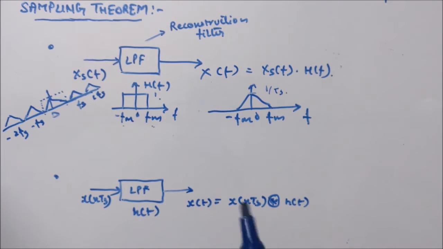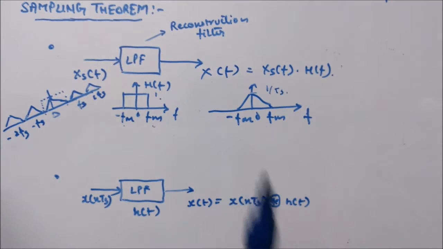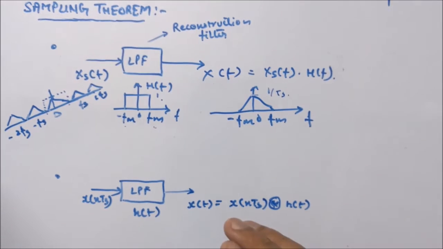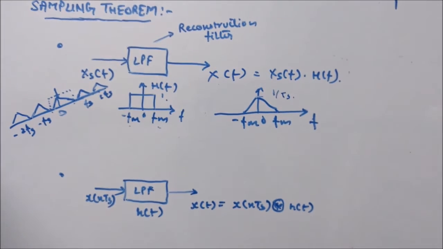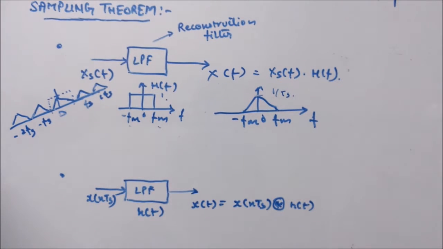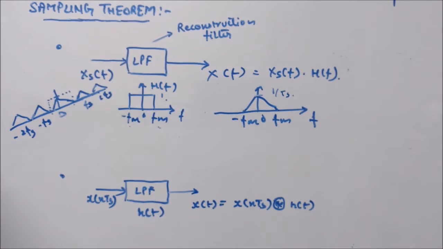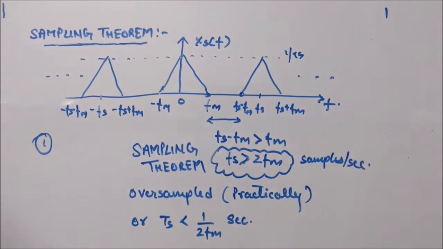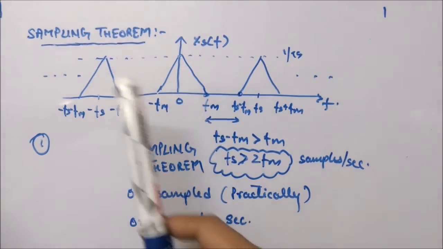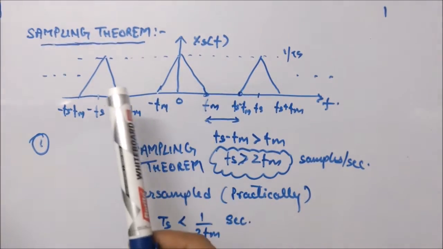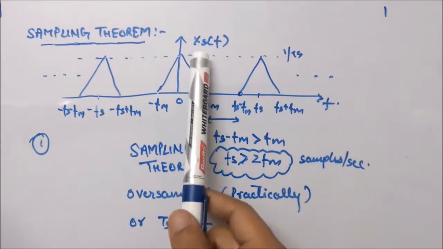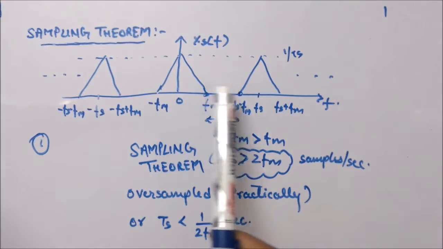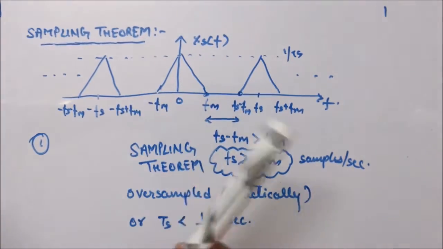Now we're going to see how the sampling theorem affects our reconstruction. When you do the reconstruction of your message signal from the sampled signal, let's see how the sampling theorem affects it. If you remember, this was the sampled signal XS of f, this is the frequency domain, and these kinds of triangles and their replicas we saw in the sampled signal.